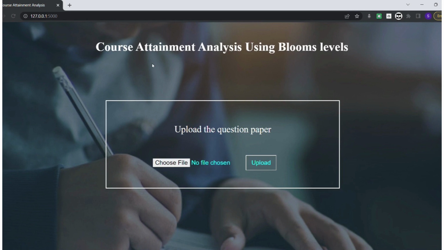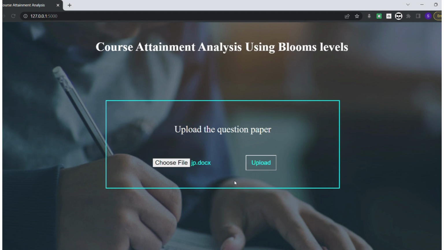To initiate the analysis, we provided an option to upload the question paper. Once the question paper is uploaded, our system processes the text of each question to determine its corresponding Bloom's level. By applying natural language processing and machine learning techniques, we classified each question.